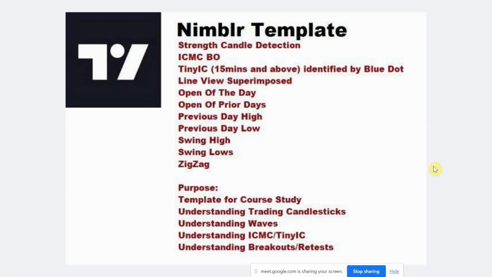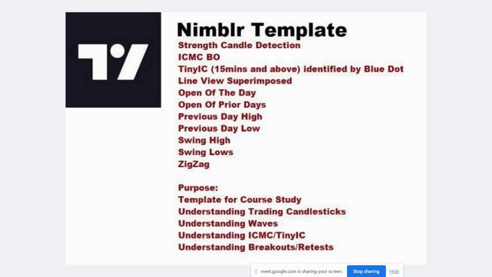What does this template have? A glimpse of what it does: it gives you the strength candle identification, and it gives you a star marked over the strength candles. It can be a green candle or a red candle. These are momentum candles which are unidirectional and they help us flow in the particular direction of that trend. Then in addition to that, it also gives us a marking for ICMC breakouts.